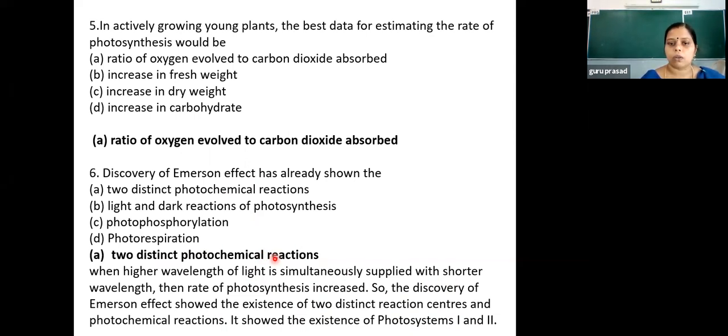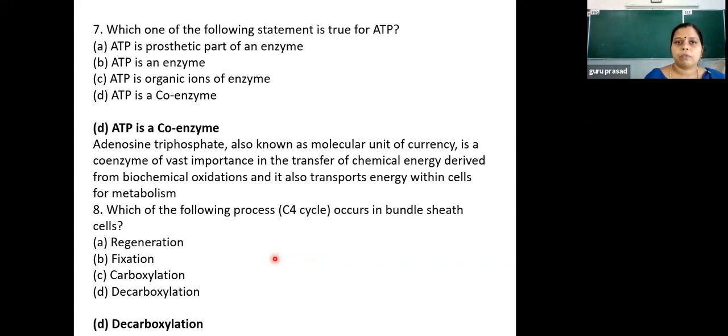Clear? Next question. Which one of the following statements is true for ATP? ATP is a prosthetic part of an enzyme. ATP is an enzyme. ATP is organic ions of enzyme. ATP is a coenzyme. So among the four options, which is the correct one here? ATP is a coenzyme.